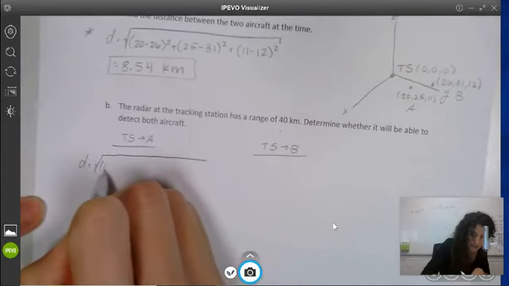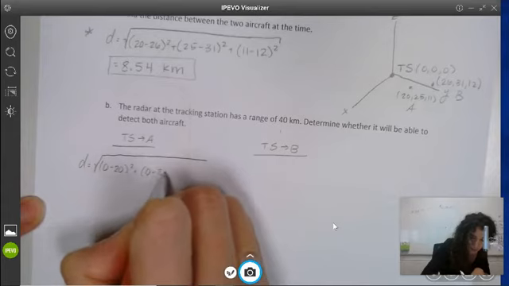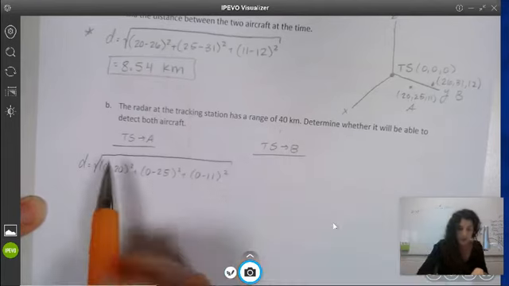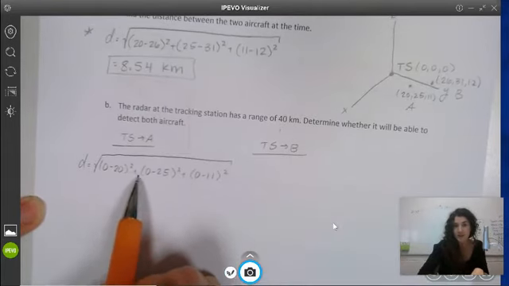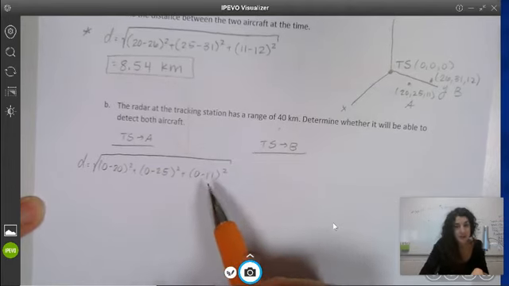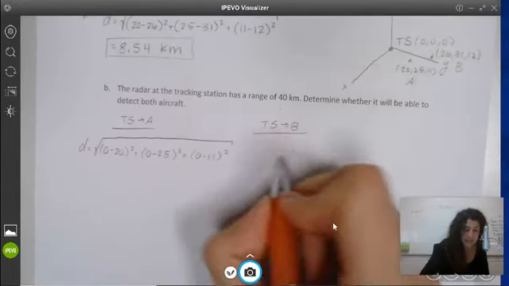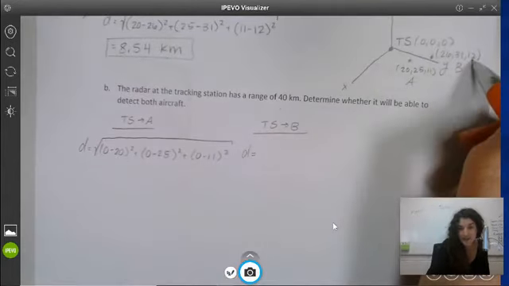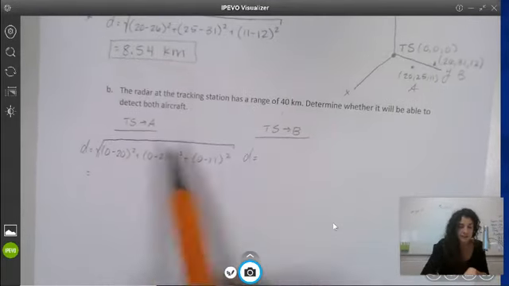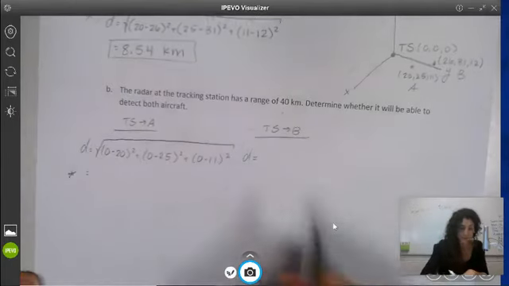The tracking station has the coordinates 0, 0, 0, which means when I'm finding the distance and I'm writing out my formula, it's 0 minus 20 squared plus 0 minus 25 squared plus 0 minus 11 squared, which is really just 20 squared plus 25 squared plus 11 squared. It doesn't matter if it was a negative because squaring it would just make it positive anyway. So really just finding the distances for these guys is just taking the coordinates and then squaring them, adding them together and taking the square root. Go ahead and find the distances for the tracking station to A as well as the tracking station to B.